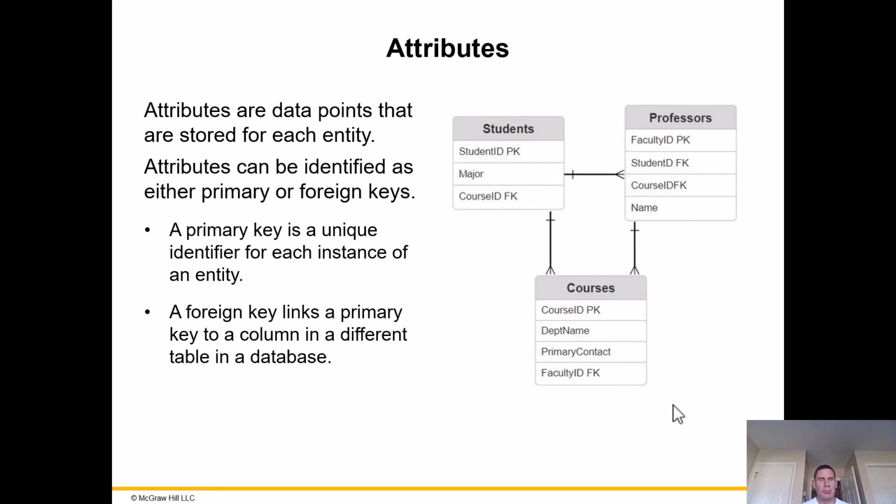With respect to attributes, attributes are data points that are stored for each entity. Attributes can be identified as either primary or foreign keys. A primary key is a unique identifier for each instance of an entity. For example, if we look at the students table here, the student ID would be the primary key because that is a unique identifier. You wouldn't use first or last name because there might be more than one student with the same first or last name. Whereas a student ID, just like somebody's social security number, would directly identify them, right? A foreign key links a primary key to a column in a different table in a database.